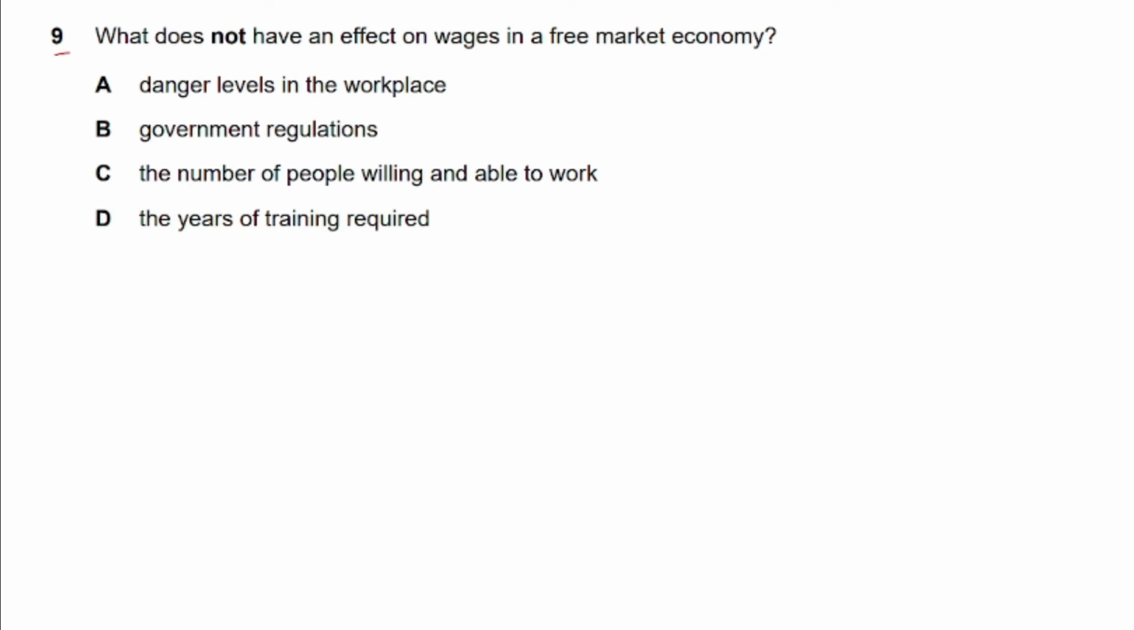Question 9 is, what does not have an effect on wages in the free market? A free market is an economy which is owned and controlled by private individuals and companies. So what is not done in a private economy? So B is the answer, government regulation. In a free market economy, government is basically not involved.